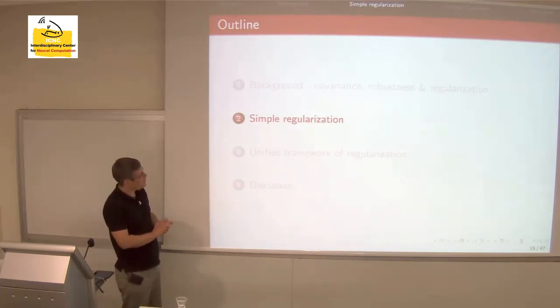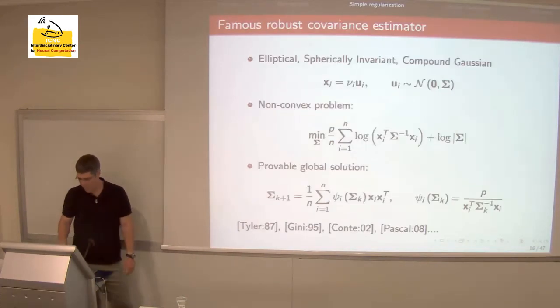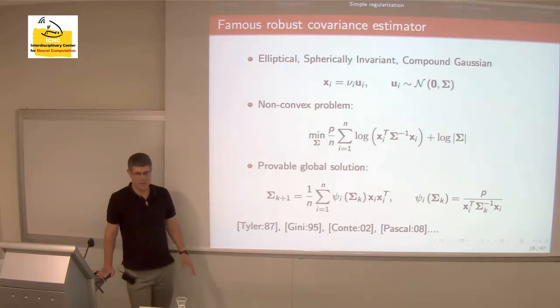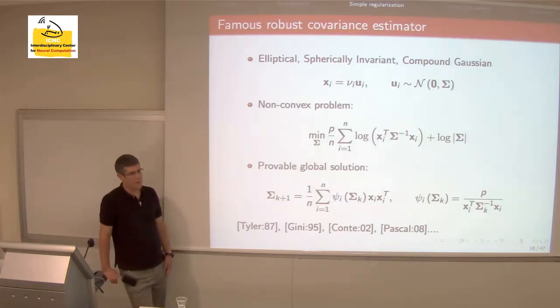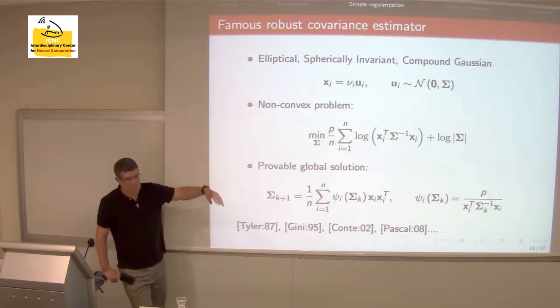So I'm going to start with a simple idea. One of the most common, has anyone here ever heard of Tyler's estimator or robust covariance estimation? This is a very, very common estimator. People use it all over in radar, and I'm sure that in machine learning somebody has probably used it also. The idea is that instead of using the Gaussian distribution, you go to a bigger class of distributions called elliptical. There are different names, but they're almost the same. Some people call it a spherically invariant Gaussian variable, some people compound Gaussian, some people call it scale Gaussian.